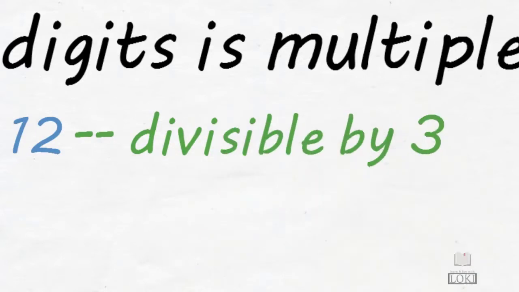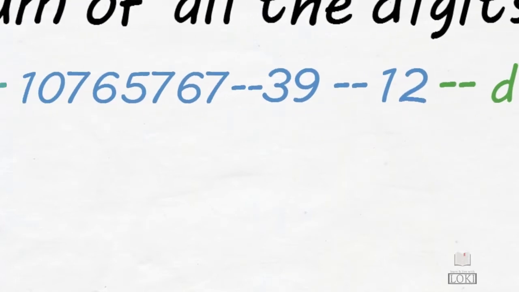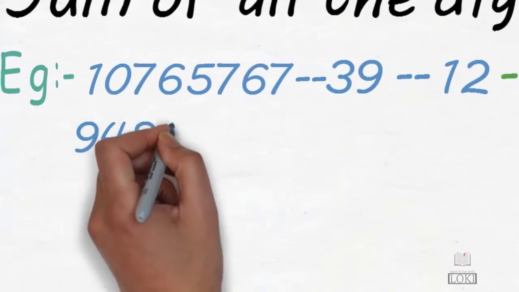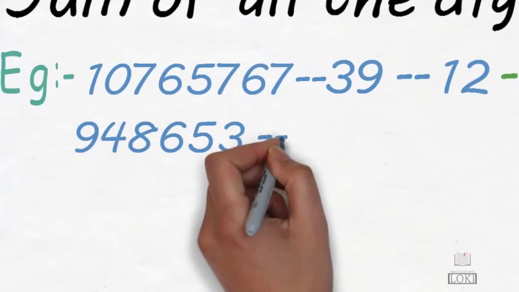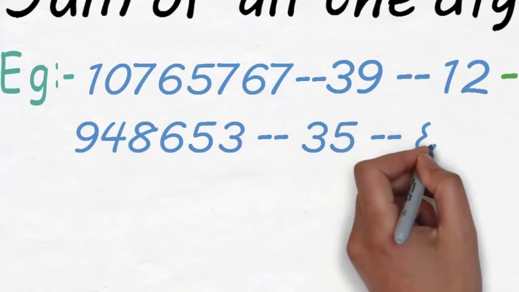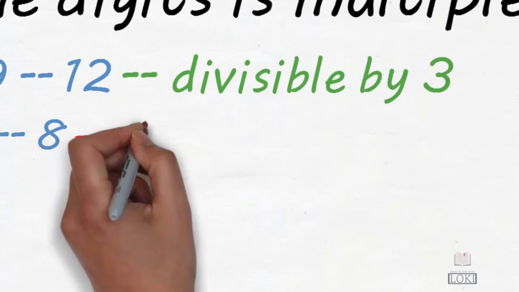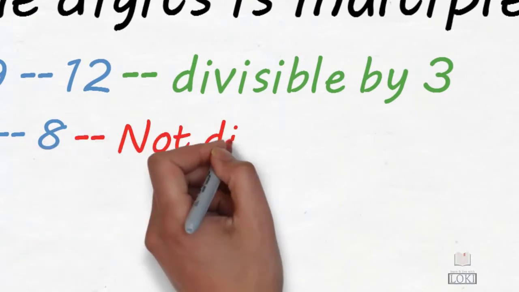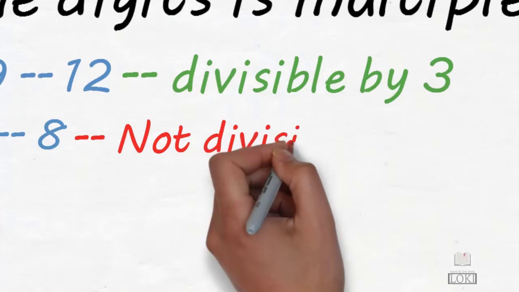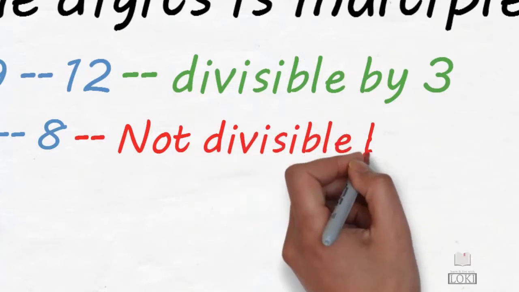And the next number is 948653. If we add all the digits in this number, we get a sum of 35. And if we add the digits of 35 again, 3 plus 5 gives 8. We all know that 8 is not a multiple of 3. So we can simply say that this number is not divisible by 3.